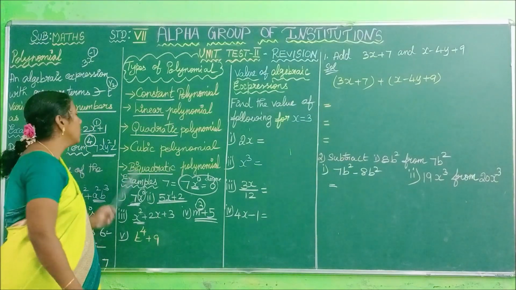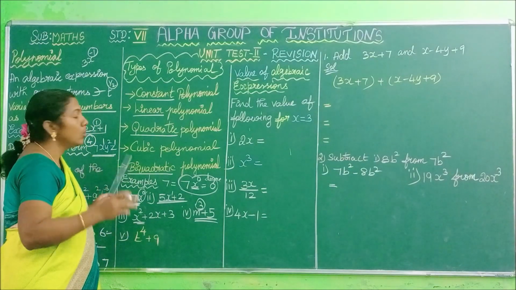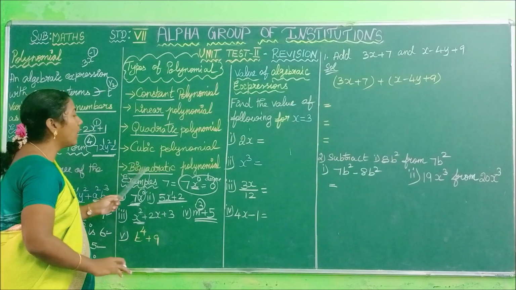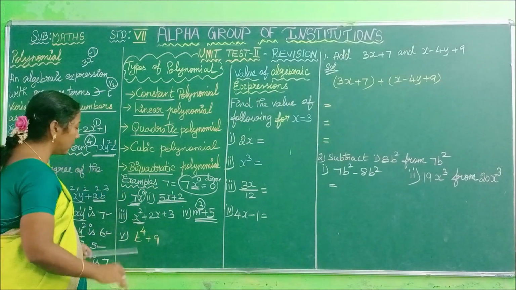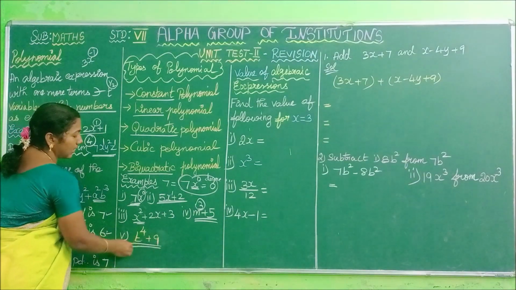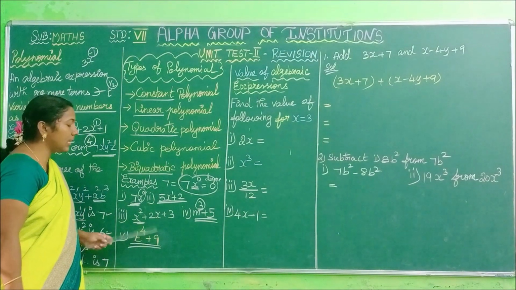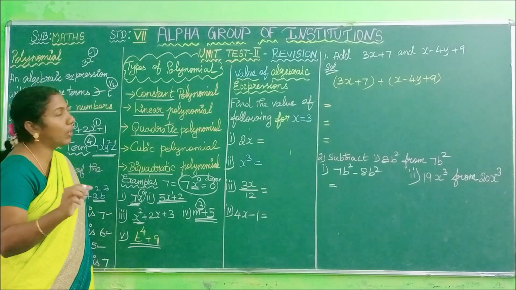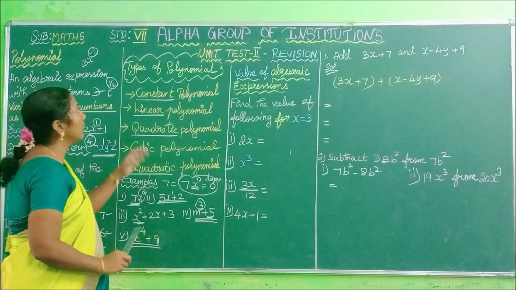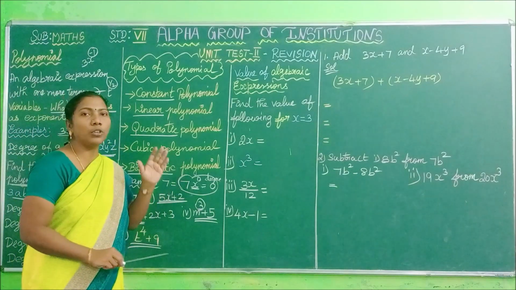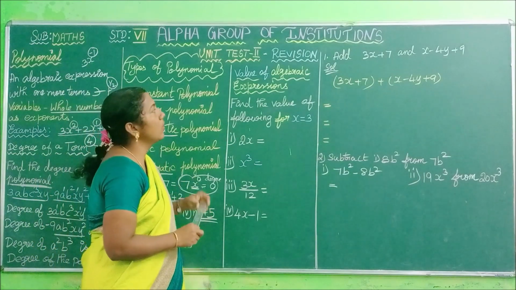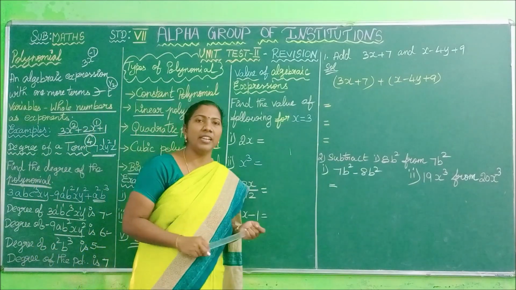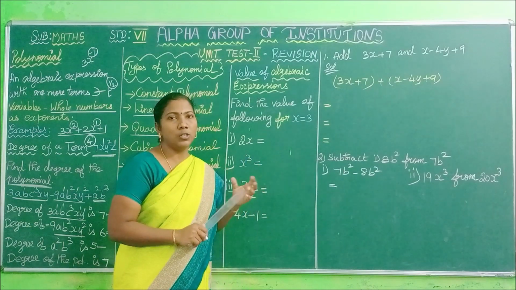Quadratic means 2, bi means also 2, so 2 plus 2 is 4. So a biquadratic polynomial means a polynomial which has degree 4. See here t power 4 plus 9, this is an example of a biquadratic polynomial. These are the important concepts you have to keep in mind regarding types of polynomials. Next we are going to see how to find the value of a given algebraic expression.